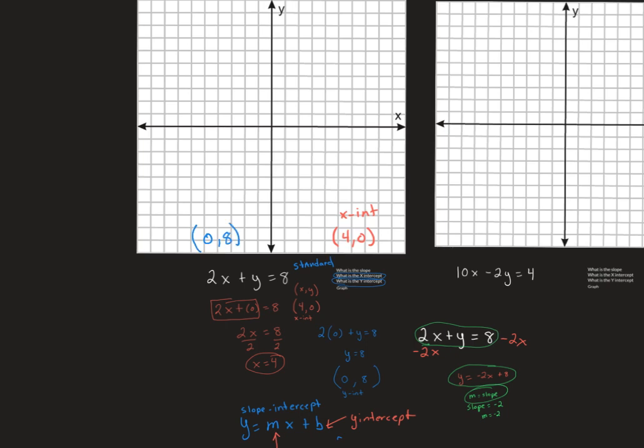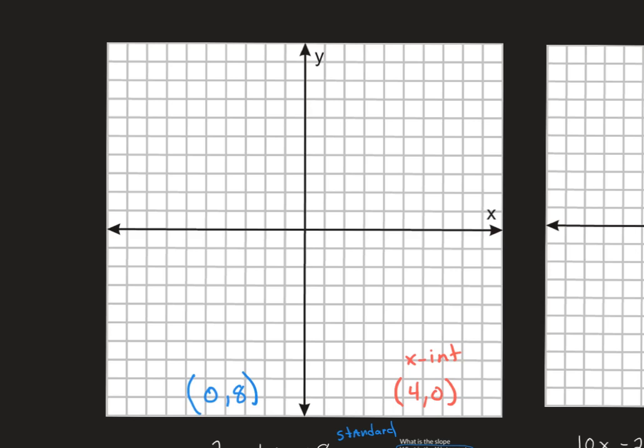So now I need to graph these 2 points. I need to graph this point 4, 0 and this point 0, 8. So let's do this one first. Remember, I've got x and y, and my x-intercept comes first. So this 4, the x value, tells me left or right. Since it's a positive 4, I go right 4 and up and down 0. And remember, you always start in the middle. Right 1, 2, 3, 4, and up and down 0. So I'm going to put my point right there.